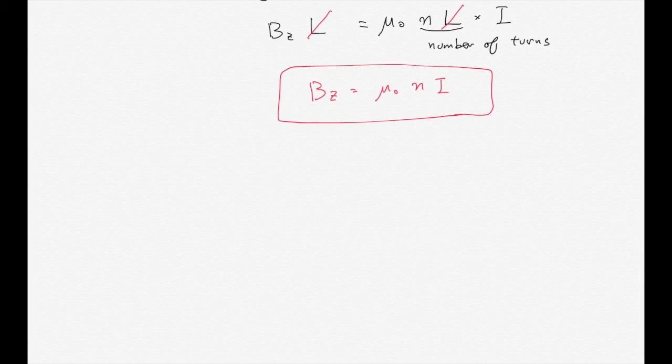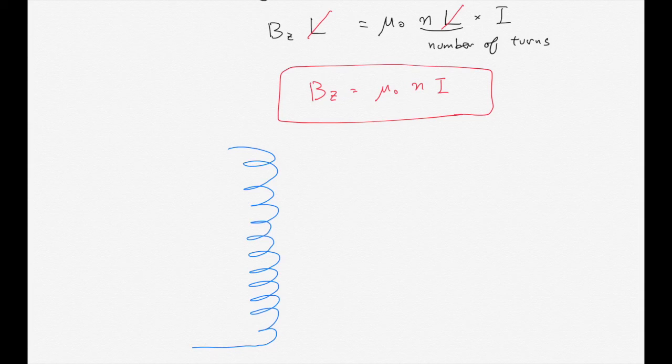So finally, I'd like to conclude. Outside of the coil, B is 0. Inside of the coil, B sub x and B sub y are 0, but B sub z is expressed as mu sub 0 n I, where I is the current. Okay, this is the end of this practice.